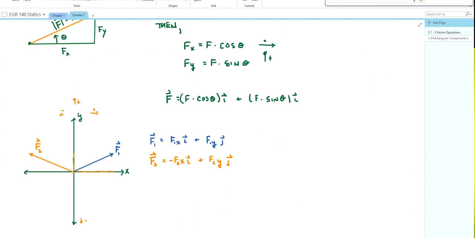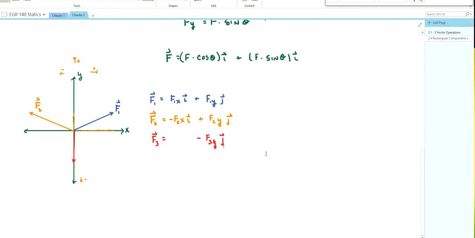And then we can go with a third one, F3. Let's take it along an axis. Let's go right down the y-axis, just so you can see that things can go down axes. And in this case, we're not going to have an x component, but we will have a minus F3y j component.